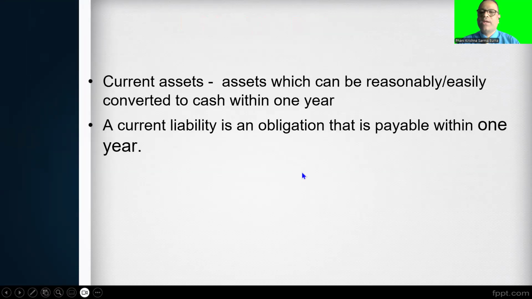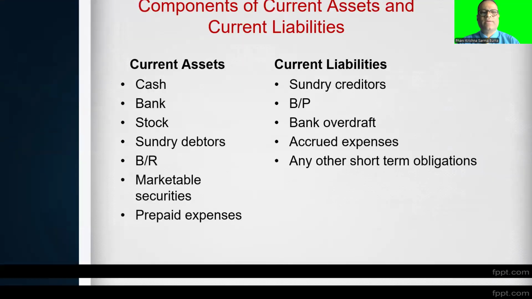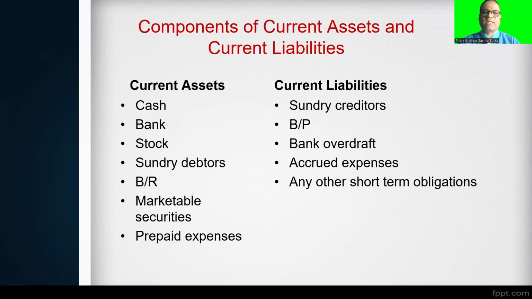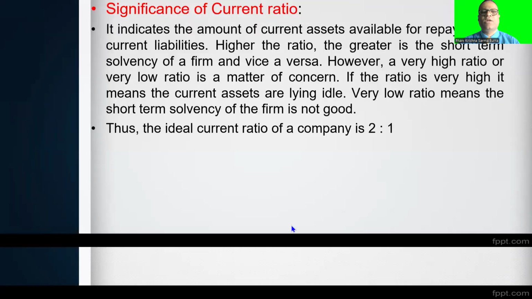Current assets are those which can be easily converted into cash within one accounting year. A current liability is an obligation that is payable within one accounting year. These are the components of current assets: cash, bank, stock, debtors, bills receivable, marketable securities, prepaid expenses. And these are the components of current liabilities: creditors, bills payable, bank overdraft, accrued expenses, other short-term obligations.